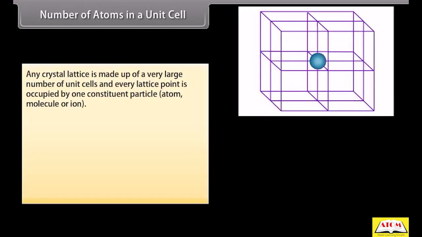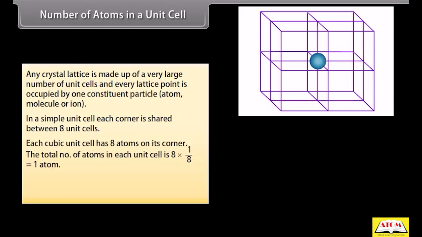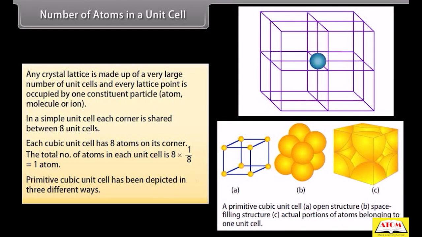Any crystal lattice is made up of a very large number of unit cells, and every lattice point is occupied by one constituent particle: atom, molecule, or ion. In a simple unit cell, each corner is shared between 8 unit cells. Each cubic unit cell has 8 atoms on its corners. The total number of atoms in each unit cell is 8 into 1 upon 8, which is equal to 1 atom. Primitive cubic unit cell has been depicted in 3 different ways.